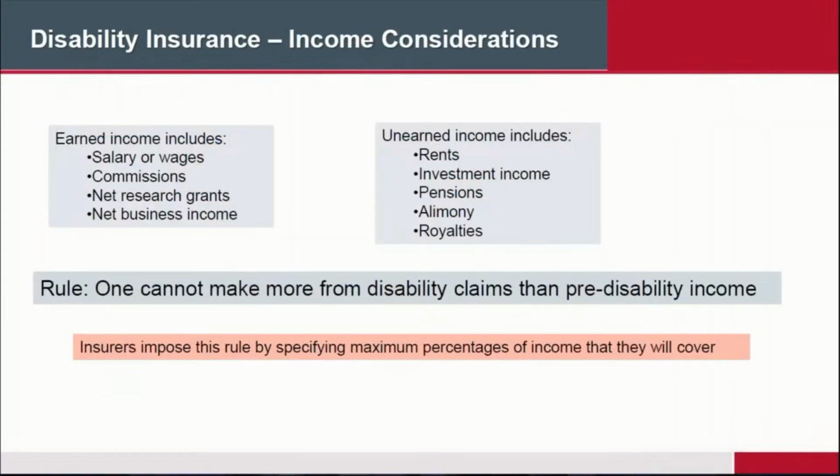But let's move on. There are two kinds of income. This is very, very important, and I urge you to listen very carefully, because this is essentially the core, you might say, of how much coverage do I get? What is covered? What is not covered? So let's look at the right side of the screen, first of all, where it says unearned income.